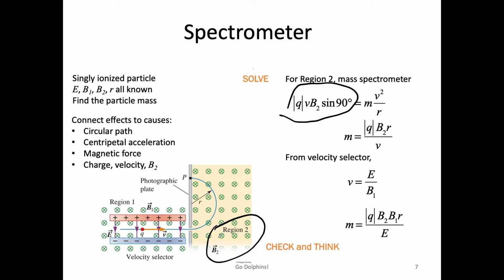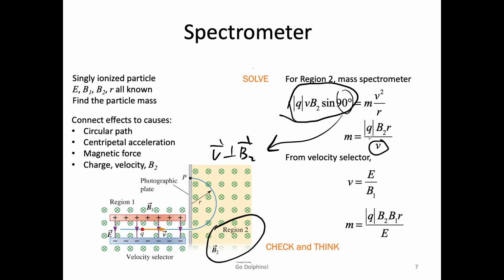The magnitude of the magnetic force is qvB2 sine 90 degrees, because we still have the angle between velocity and B at 90 degrees here. V is always perpendicular to B2. The magnetic force should equal m times a, and a is the centripetal acceleration, v squared over r. So I can solve for m from this equation. I find m is qB2r over v, which we already know after you select this particle through the velocity selector.